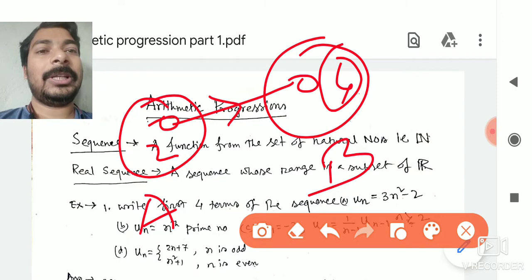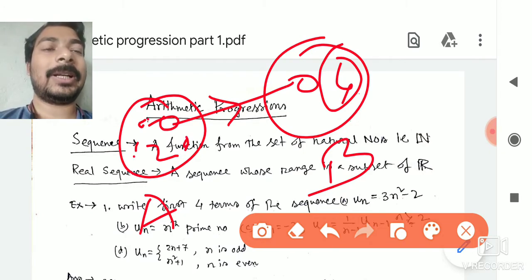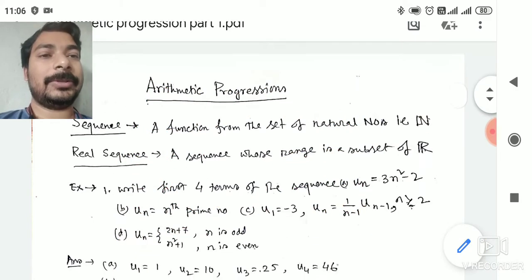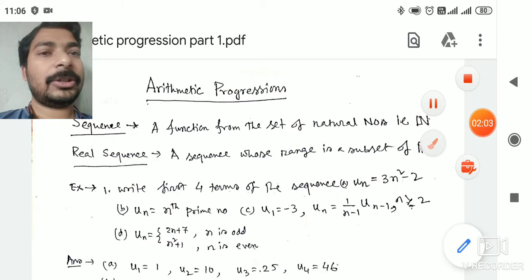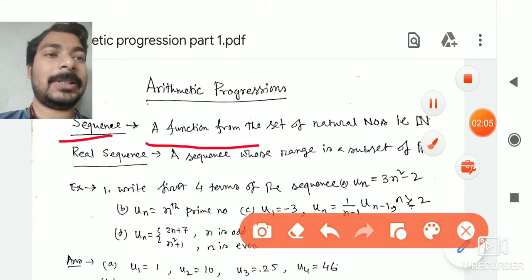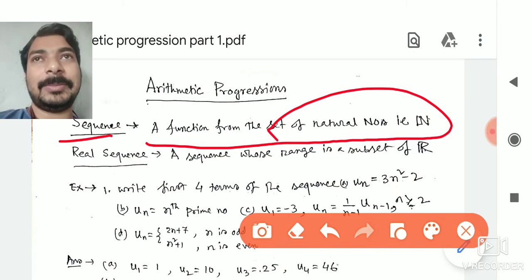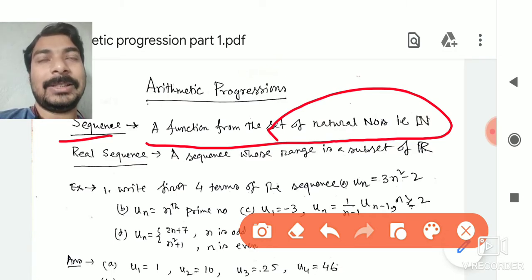And the collection of all the images: suppose in the domain set there are 4 elements. You must get the image of these 4 elements, and the collection of those images is the range set. Now come to sequence. A sequence is a function from the set of natural numbers, that means the domain of the function is the natural numbers, 1 2 3 4 5 6 up to infinity. That set is the domain of this sequence.